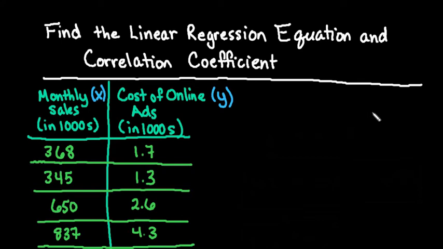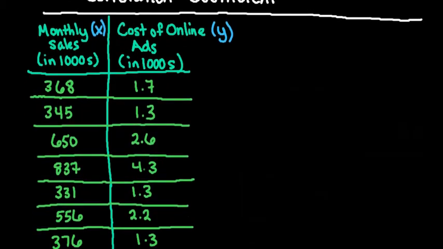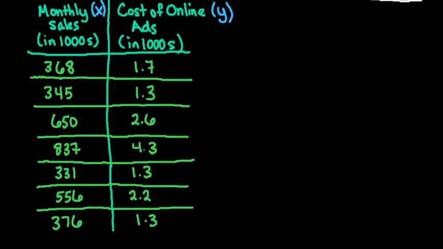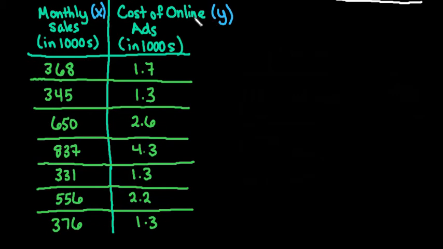Okay, for this video, what I want to do is show you how to come up with the linear regression equation and correlation coefficient using the TI-Nspire graphing calculator. The data set that we are going to use is: we're going to let X be the monthly sales in thousands of dollars, and we're going to let Y be the cost of online ads, also in thousands of dollars.